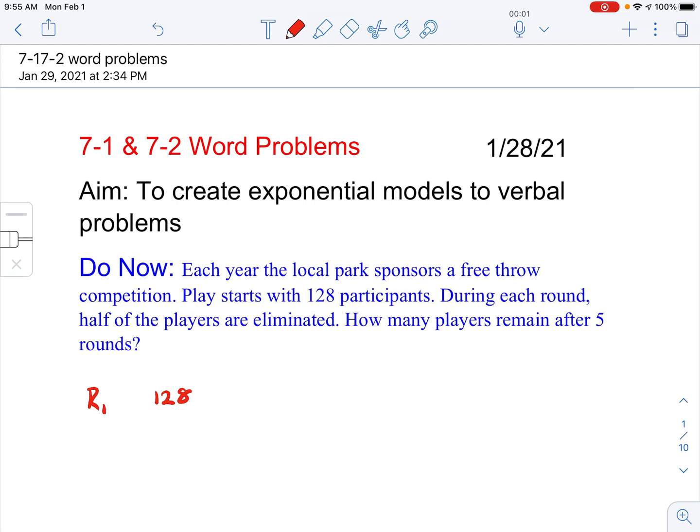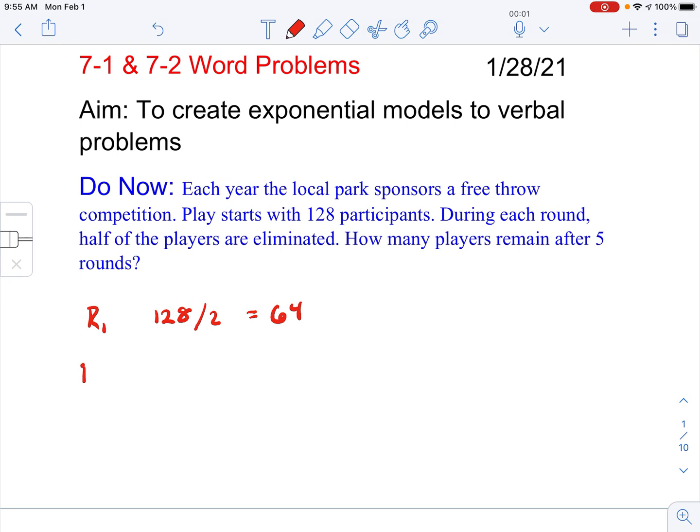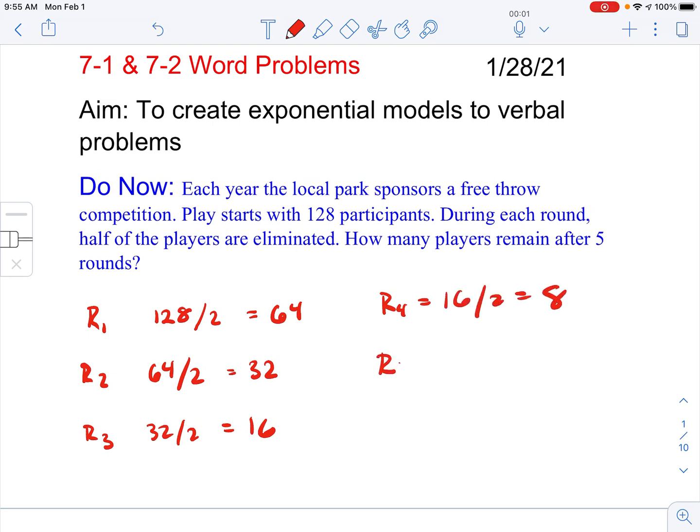dwindling down to 64, okay? And we get that by dividing it in half, dividing it by 2. So at the end of round 1, we would have 64 players. In round 2, we take that same 64 and divide it by 2, and we get 32 players. In round 3, we get 16 players. In round 4, we get 8 players. And at the end of round 5, we would have 4 players left, okay?